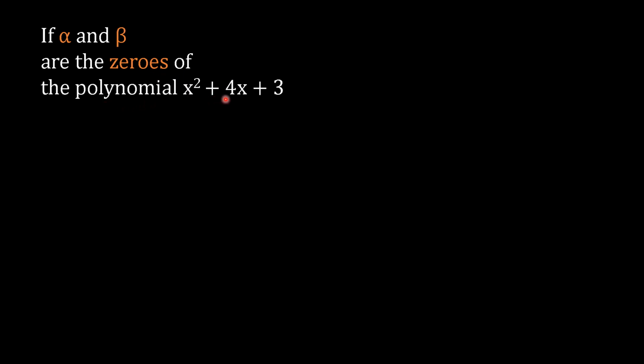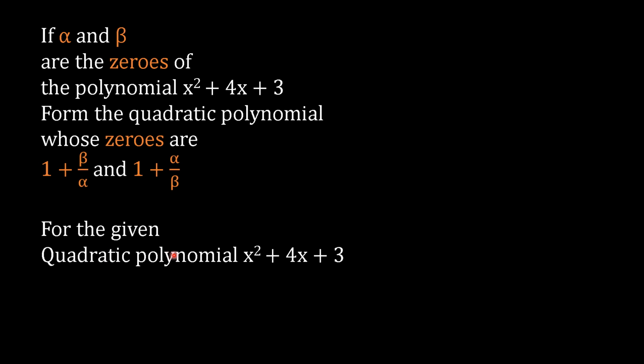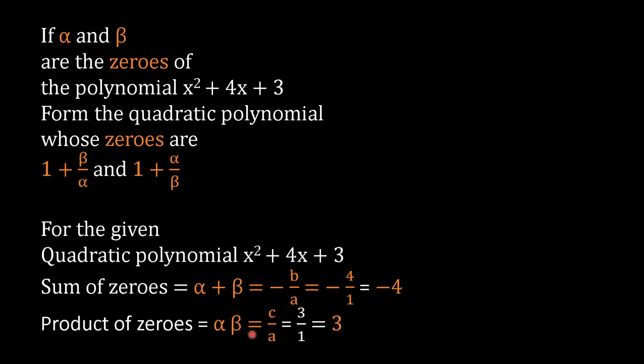Next, if alpha and beta are the zeros of the polynomial x squared plus 4x plus 3, we have to form the quadratic polynomial whose zeros are 1 plus beta upon alpha and 1 plus alpha upon beta. For the given quadratic polynomial x squared plus 4x plus 3, sum of zeros alpha plus beta is minus b upon a. Here b is 4 and a is 1. So alpha plus beta becomes minus 4. Product of zeros alpha beta is c upon a. C is 3 and a is 1. So product of zeros alpha beta becomes 3.